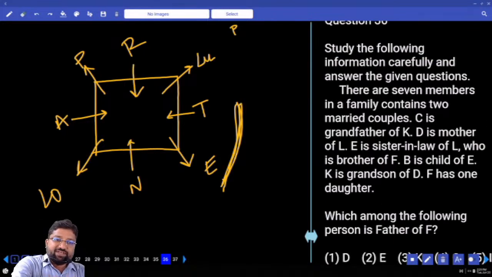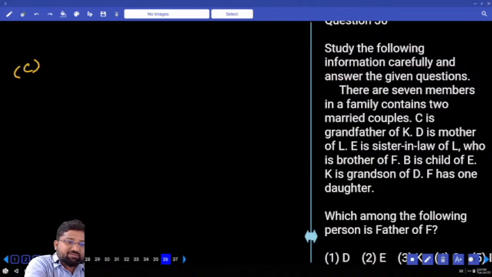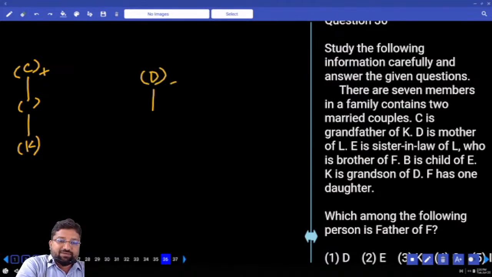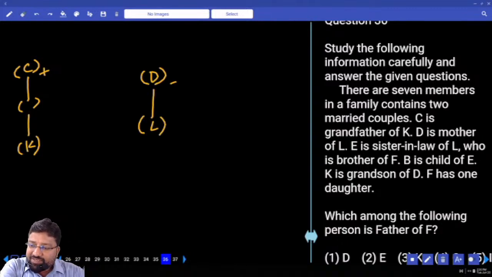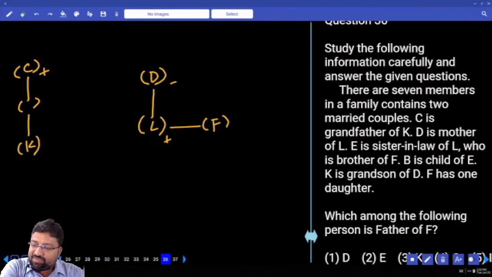There are 7 members in a family consisting of 2 married couples. C is the grandfather of K. D is the mother of L. E is the sister-in-law of L. L is the brother of F. B is the child of E. K is the grandson of D.